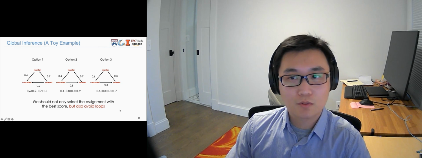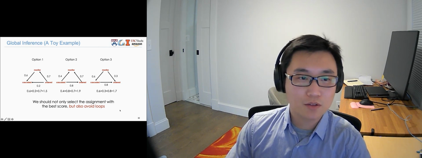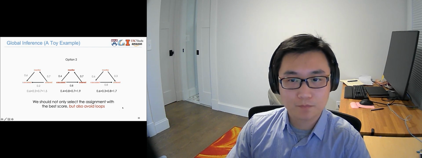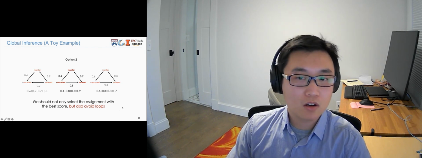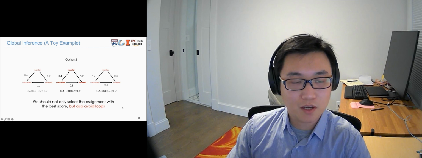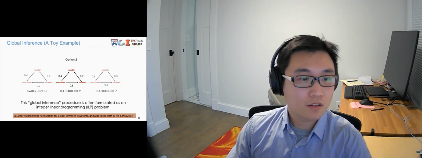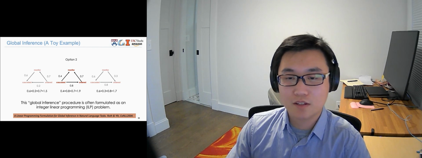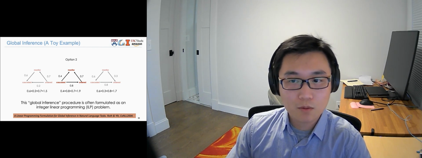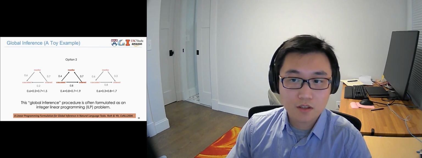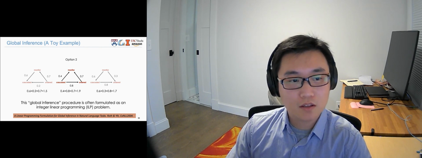For instance, for this toy example, we can enumerate all of the options without loops, and here are the 3. We sum up all of the scores and select the best one. In this case, it's in the middle, option 2. The only problem is how do we formulate this procedure? One way to do it is called ILP, which is short for integer linear programming.